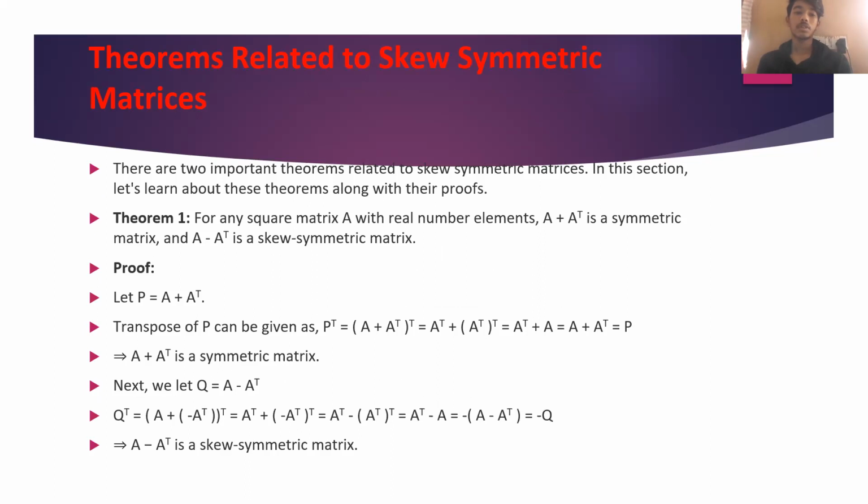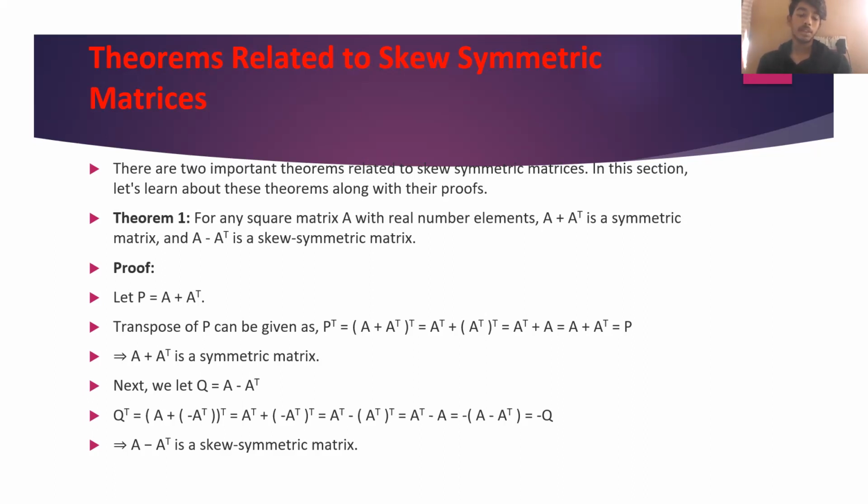Theorems related to the skew-symmetric matrix. There are two important theorems related to skew-symmetric matrices in this section. Let's learn about these theorems along with their proofs. Theorem 1: for any square matrix A with real number elements, A plus A transpose is a symmetric matrix and A minus A transpose is a skew-symmetric matrix.